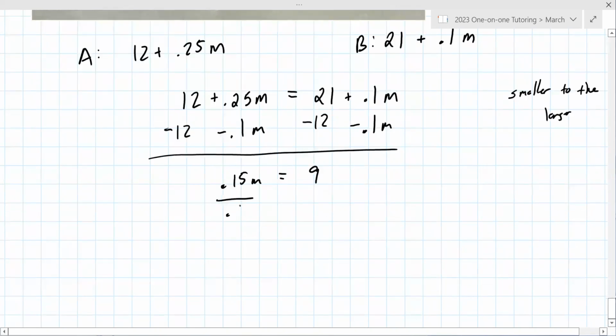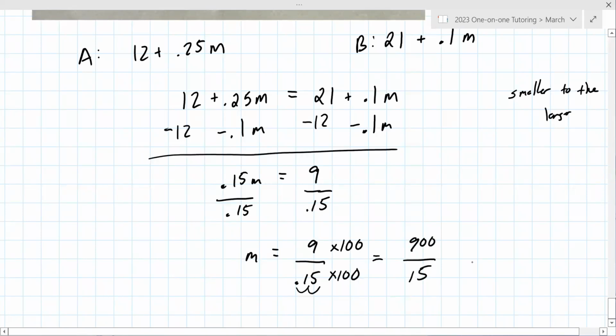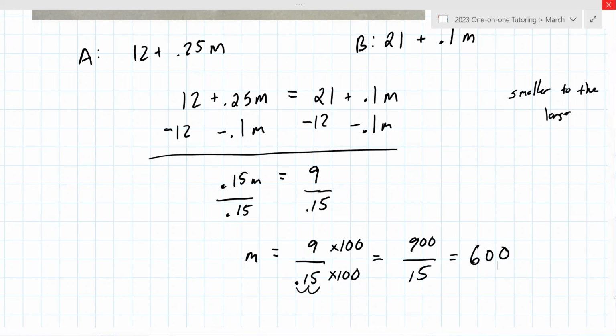And then you divide by 0.15. Now, in terms of how you do this, when you move the decimal to the right two times on the bottom, you have to multiply the top by 100, or you're effectively multiplying the top and bottom by 100. So it's 900 over 15, and you'll get 600 for that. If you have any questions about how to do that by hand, please ask. I know I've gone through that quickly. Maybe we can do something similar to that.